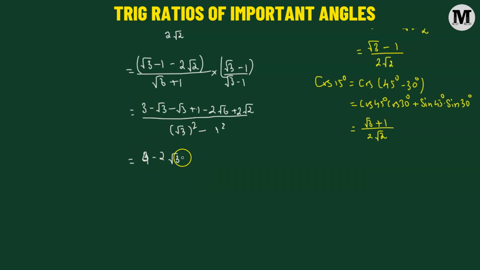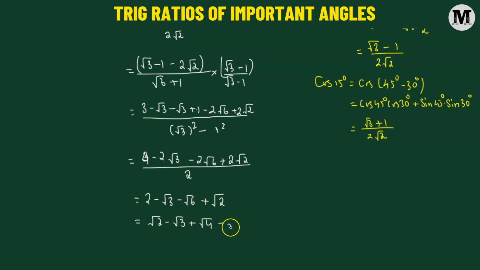Now we will have 3 minus 2 times square root of 3. So this 3 and this 1 will make it 4. So we have 4 minus 2 times square root of 3 minus 2 times square root of 6 plus 2 times square root of 2, whole divided by, so square root of 3 squared, that's simply 3. 3 minus 1 will be 2, giving us 2 minus square root of 3 minus square root of 6 plus square root of 2. What we can do is rearrange it as square root of 2 minus square root of 3 plus 2, but 2 can be written as square root of 4 minus square root of 6. So this is going to be the final value of tangent of 142.5 degrees.